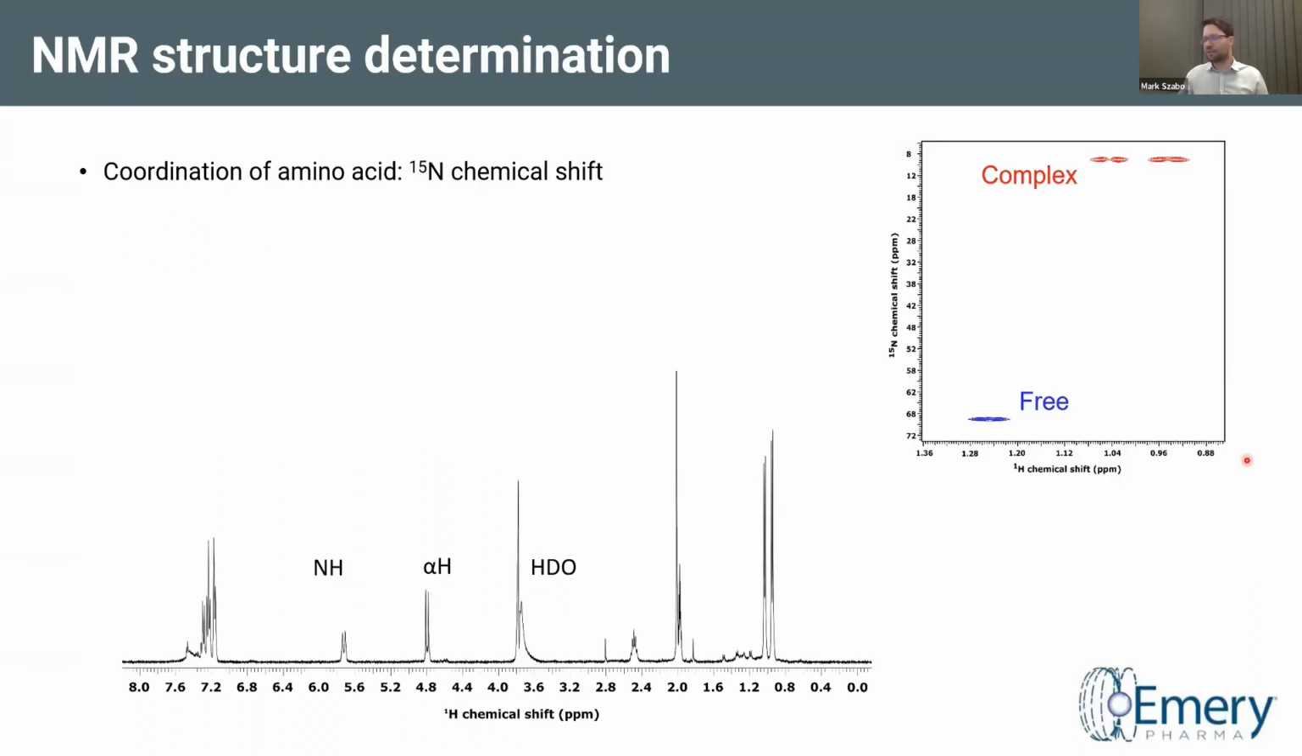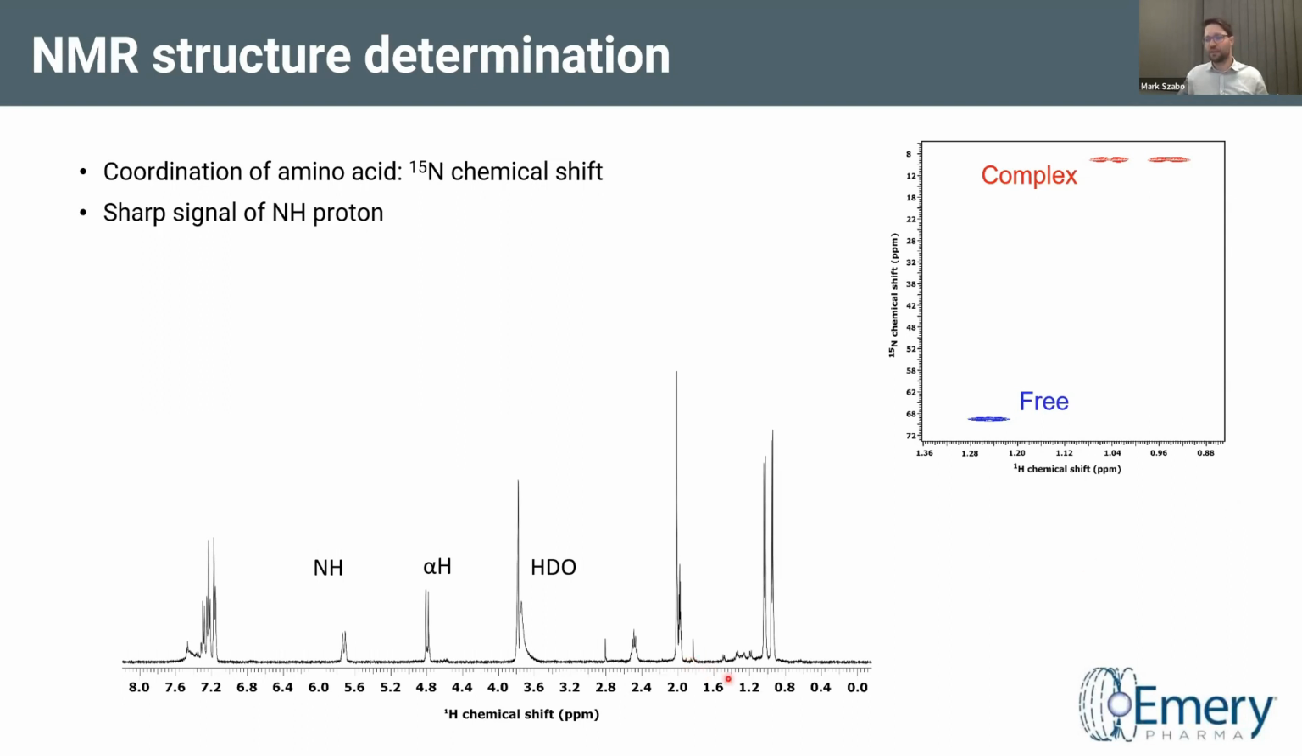So first of all, there is an interesting spectrum here, which is a so-called 15N HMBC spectrum. And you can see here that in the case of the free amino acid, the nitrogen shift is 68. In the case of the complex amino acid, it's 8. So actually there is a 60 ppm difference, and this proves that the amino acid is coordinated through the nitrogen atom.